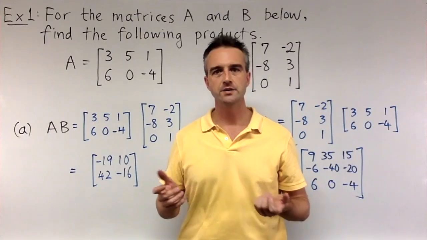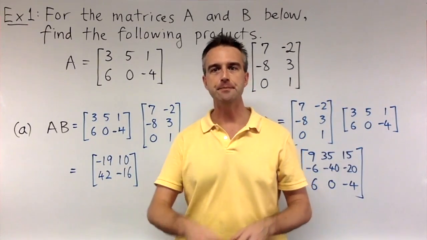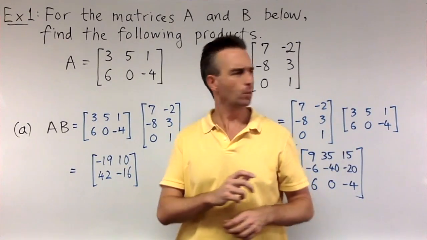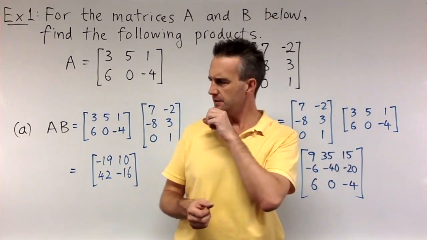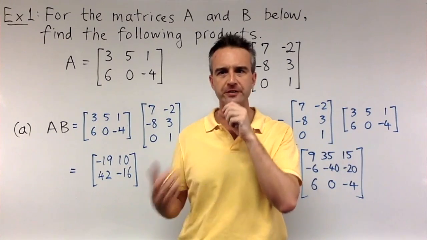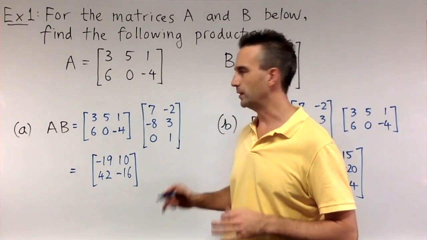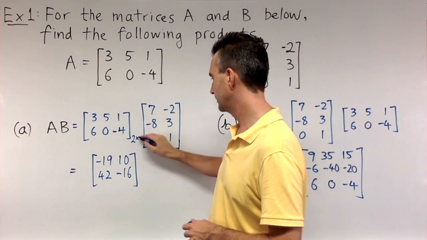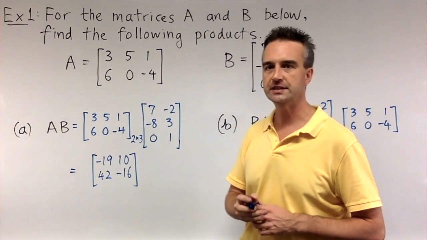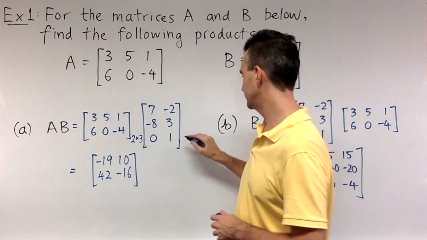Did you get it? So there we have it, matrix A times B and matrix B times A. But what about the sizes, or in other words, the order of the two matrices? Let's just take a little look at that and see if we can figure out what's going on. In the first one, the first matrix has order 2 by 3. And the second matrix has order 3 by 2.